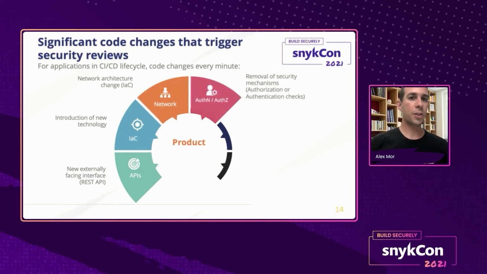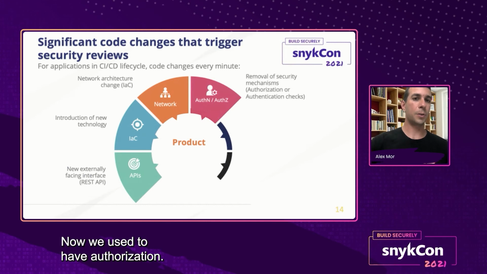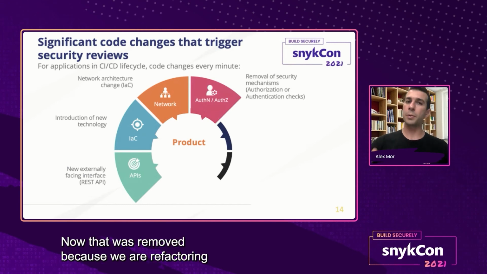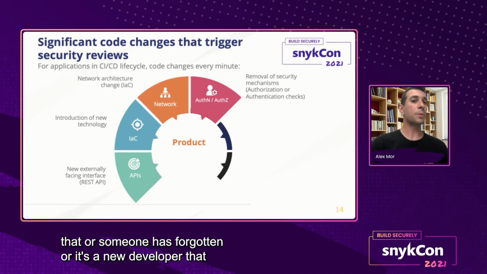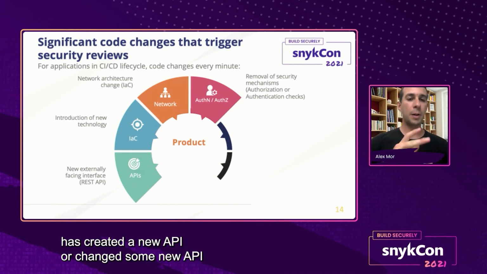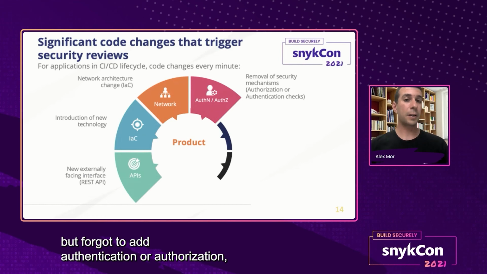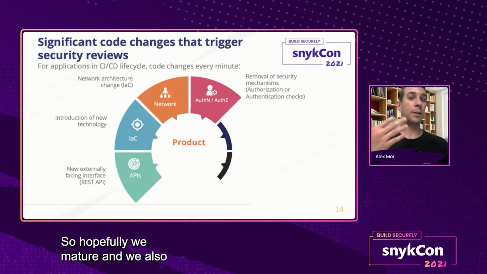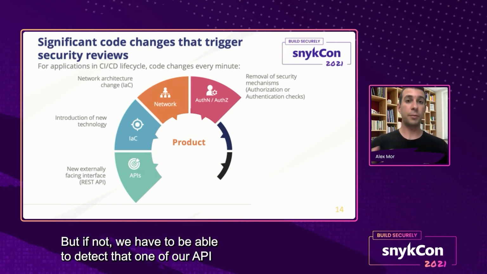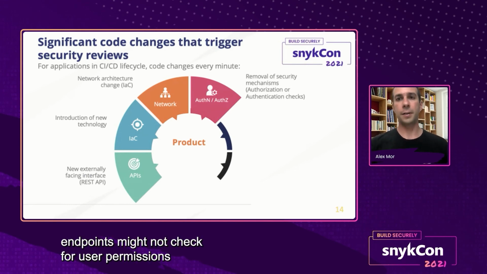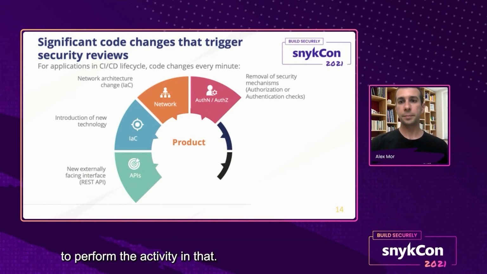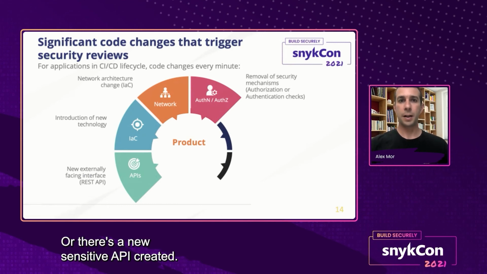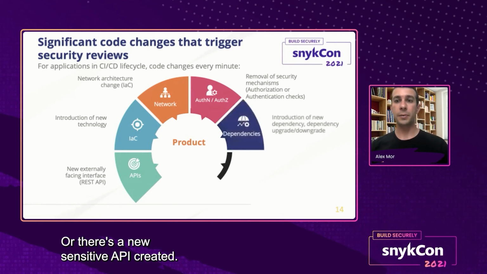We remove some authentication or some endpoint. Now, we used to have authorization. Now that was removed because we are refactoring that, or someone has forgotten, or it's a new developer that has created a new API or changed some API, but forgot to add authentication or authorization, because authentication is centrally managed. So hopefully we mature and we also have authorization centrally managed, but if not, we have to be able to detect that some of our API endpoints might not check for user permissions to perform the activity, or there's a new sensitive API created.